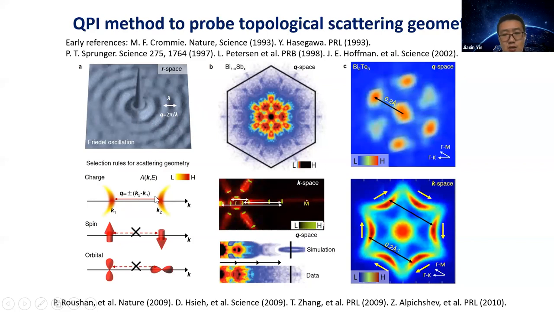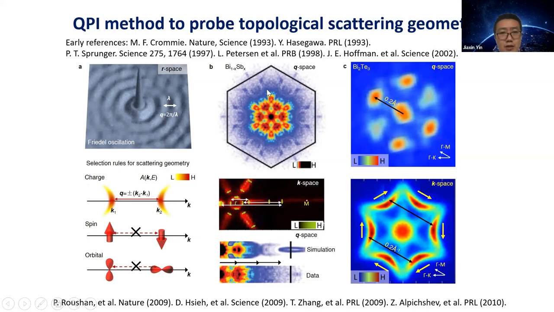And we often only consider elastic quasi-particle interference. And for the momentum analysis, we often have to consider three essential selection rules. For the charge part, it's actually very simple, similar to the Fermi golden rule. That is, if we have large charge density, of course, the scattering chance is larger. For the spin, we often consider that spin reversal scattering should be forbidden, especially for non-magnetic impurity assisted quasi-particle interference. And similar to the spin, scattering between orthogonal orbitals should also be forbidden.